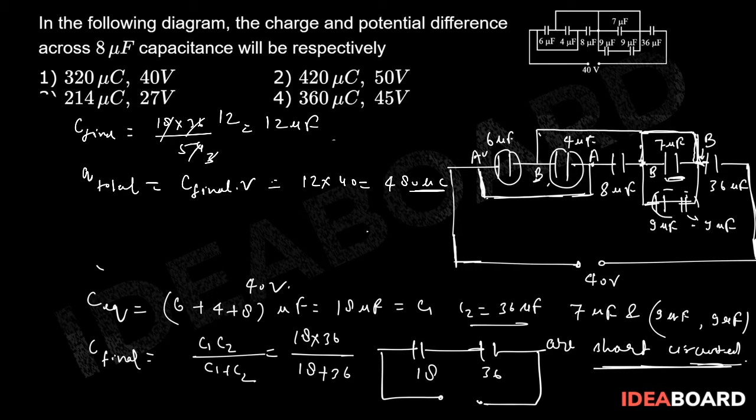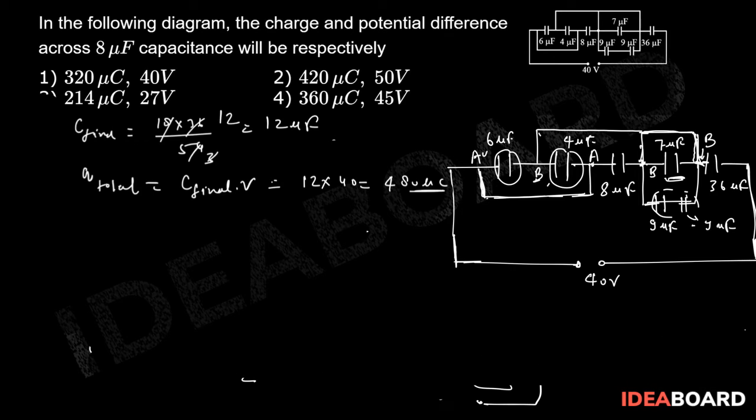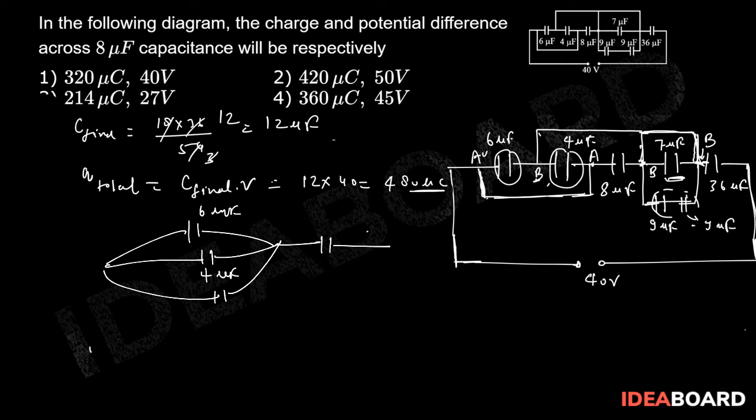Now what do I need? I need to find the charge across both capacitors, right? Because if we can find the charge across the different capacitors, then only we can proceed. So how to do that? Just read out the diagram. We initially had this one 6 microfarad, this one 4, and of course this one 8, this one 36, and this one is the supply, right? So see, this is the final charge.